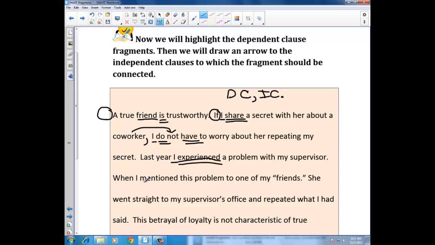Last year I experienced a problem with my supervisor. Let's look at the next one. When I mentioned this problem to one of my friends, you have mentioned here. You have the subject I, and you have a classic subordinating conjunction, when. When I mentioned this problem to one of my friends, she went straight to my supervisor's office and repeated what I had said. You can see clearly that there should be a comma here. These sentences should go together, and we're drawing the arrow to the independent clause to which that dependent clause should be connected.